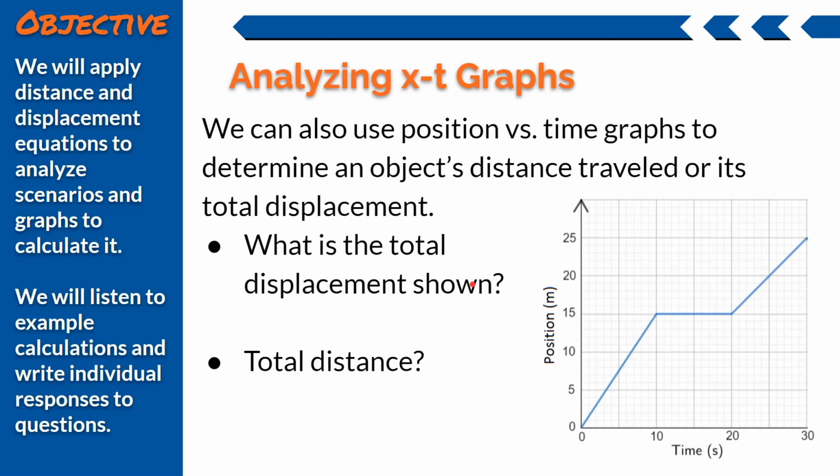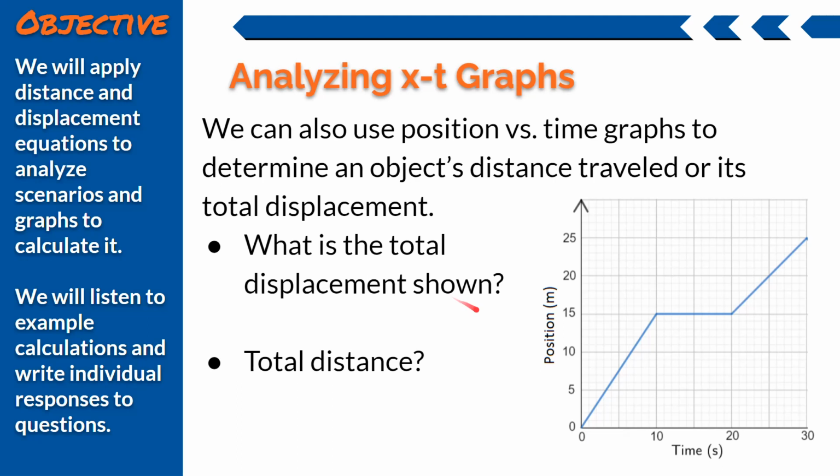We can also use position time graphs to determine an object's distance traveled or its displacement. There's a lot of questions I can ask you from a graph like this. Okay, but I'm going to ask you these two. What is the total displacement shown and what is the total distance? Okay, well, I can tell you this right now. Does this object ever go backwards? No. Well, guess what? I talked about this the other day. If all you do is go forward in a straight line, your distance and your displacement will have the same magnitude, the same number value. They're only different if you go backwards or if you turn or something like that. In this case, everything's going to be linear. We're only doing one-dimensional motion. Okay, and so in this case, they're going to be the same.